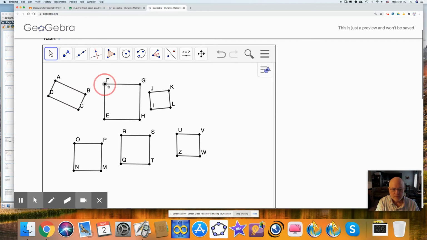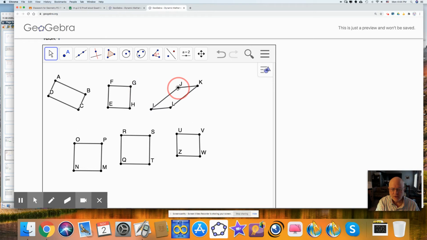F looks like it's going to be a square. G does not move. H still makes it a square. And E does not move. J. Oh, this is a parallelogram. This is not always a rectangle, but it can be made to a rectangle, I think. Is it always a parallelogram? Well, I move K, L, yes. I, yes. Oh, this is interesting, isn't it? Always a parallelogram.